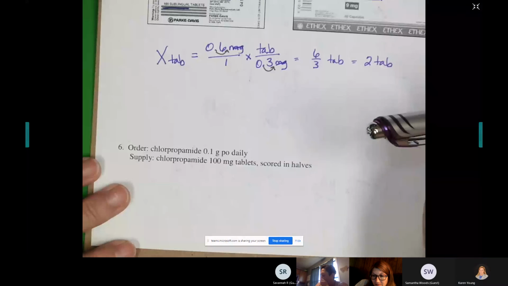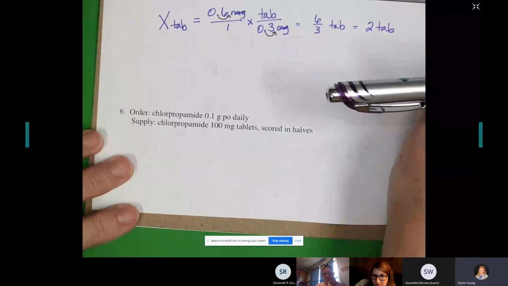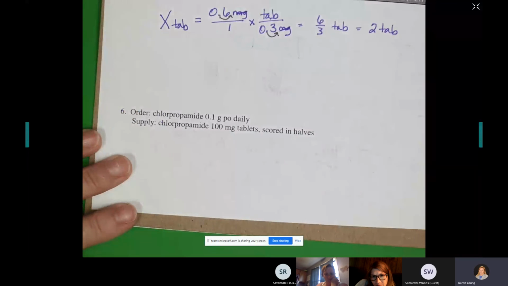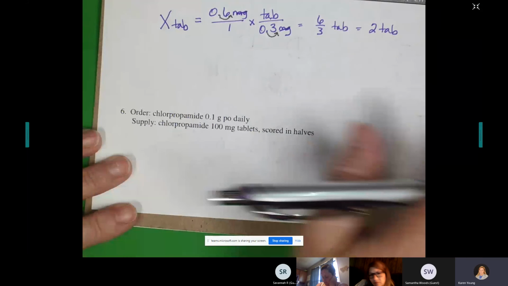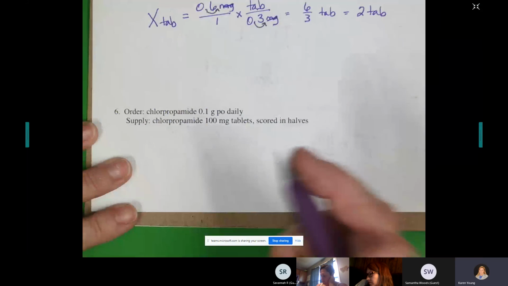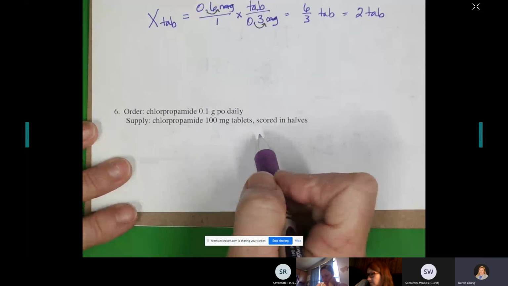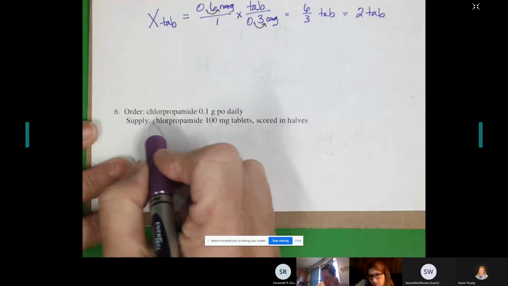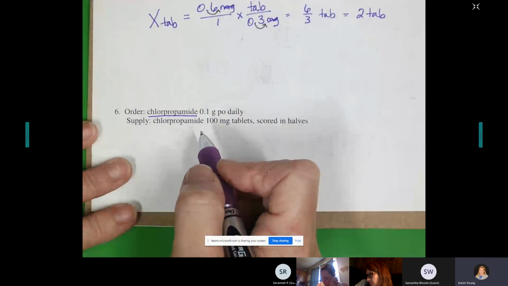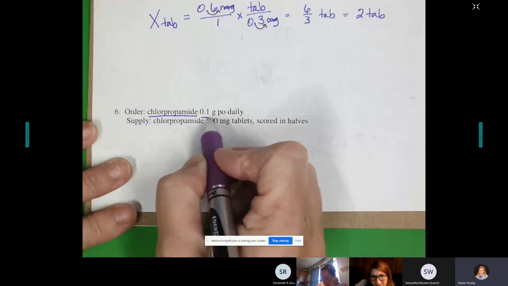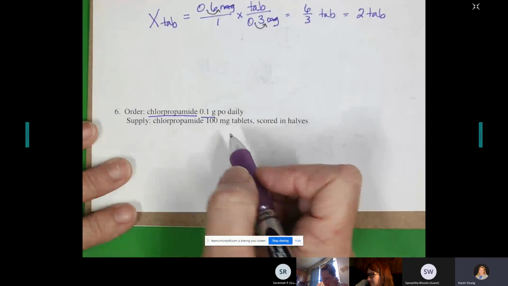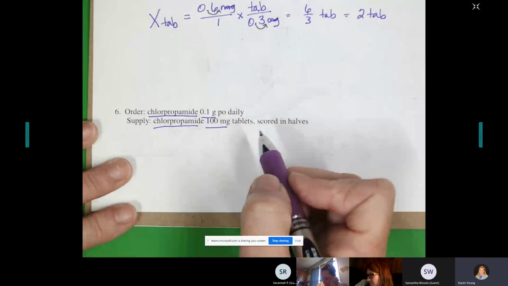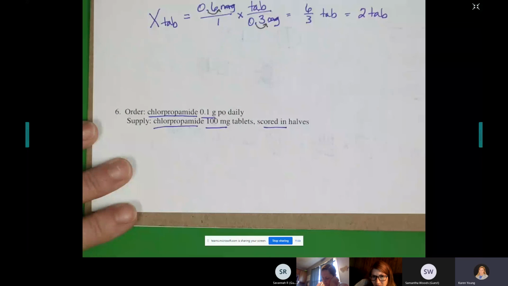Sometimes when I write orders, I copy the orders out of a book somewhere, but I can't always find the drug label, the medication label. So sometimes it'll be written like this. My order is chlorpromazine, at 1/10 of a gram. My supply is the same medication at 100 milligram tablets, and these are scored. That may play into the answer in a few minutes.